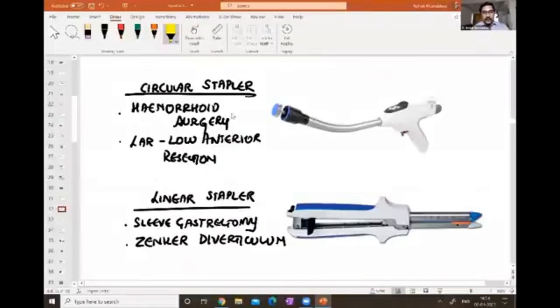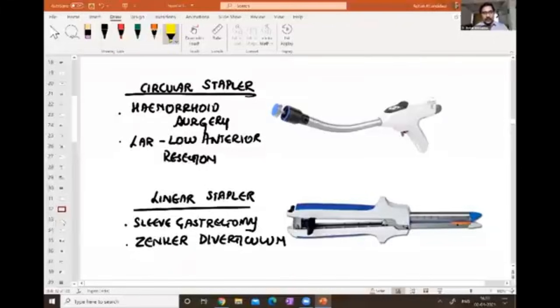Been asked in your exam, circular stapler and linear stapler. Circular stapler, you should be able to identify these two images. Circular stapler is used for hemorrhoid surgery and for low anterior resection for rectal cancer or sigmoid cancer surgery. Whereas a linear stapler is used for sleeve gastrectomy, which is a bariatric surgery procedure, and for Zenker's diverticulum as well, for diverticulectomy.